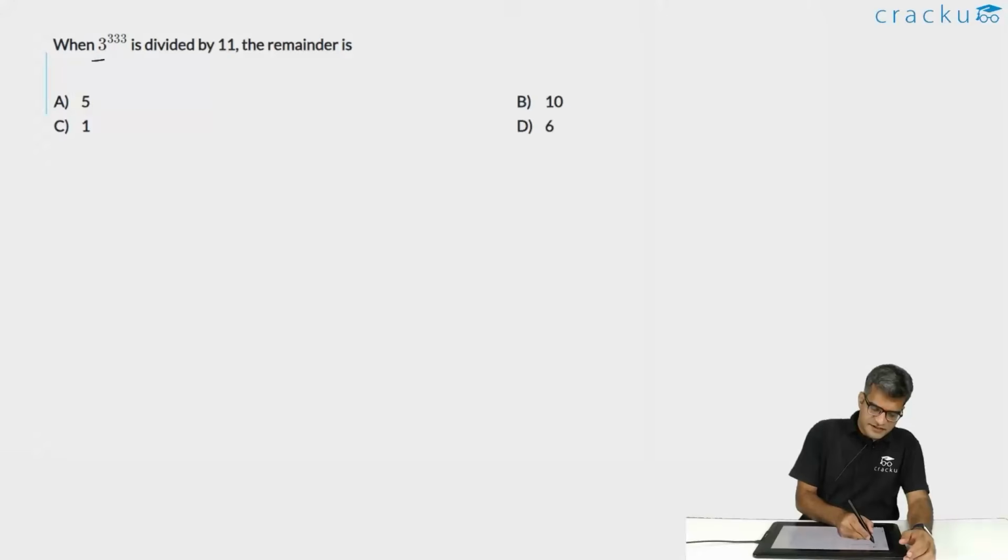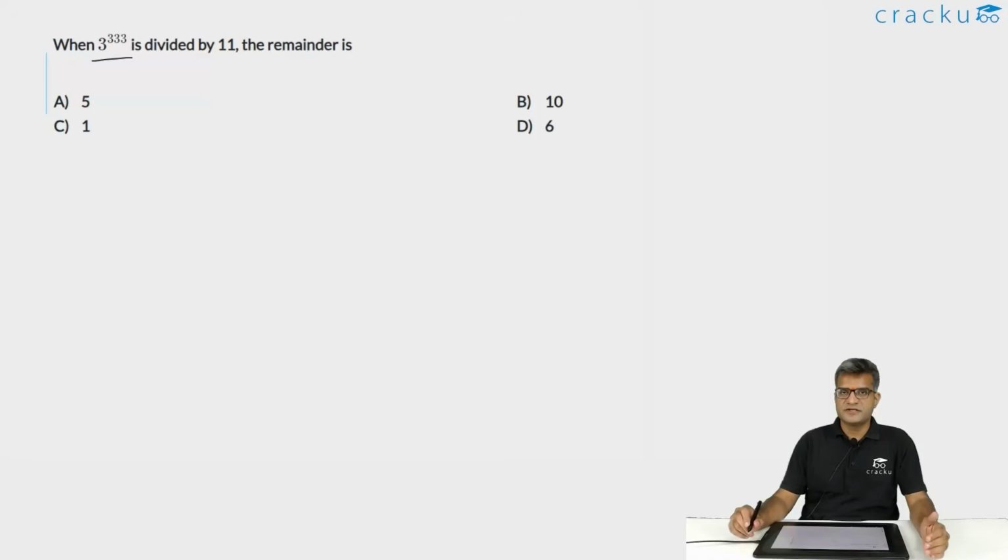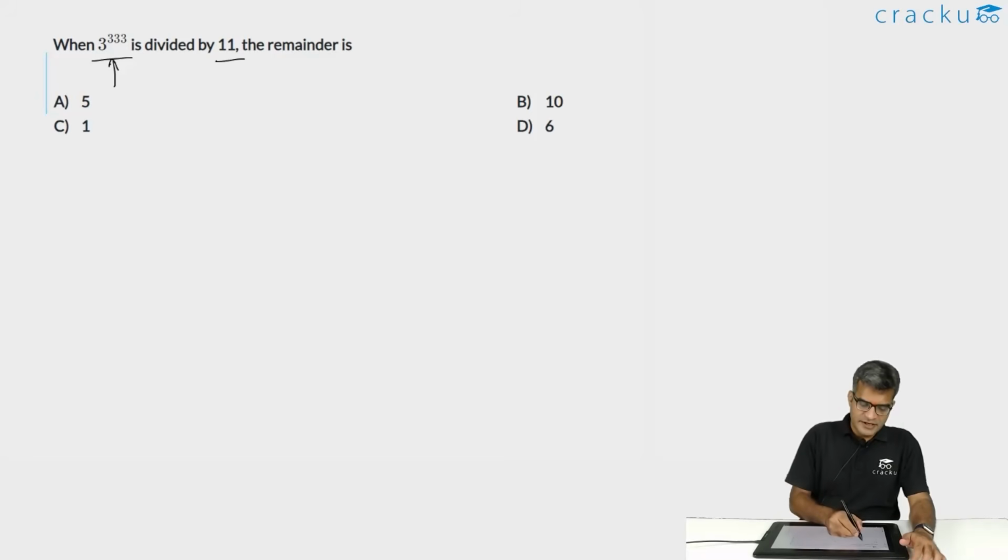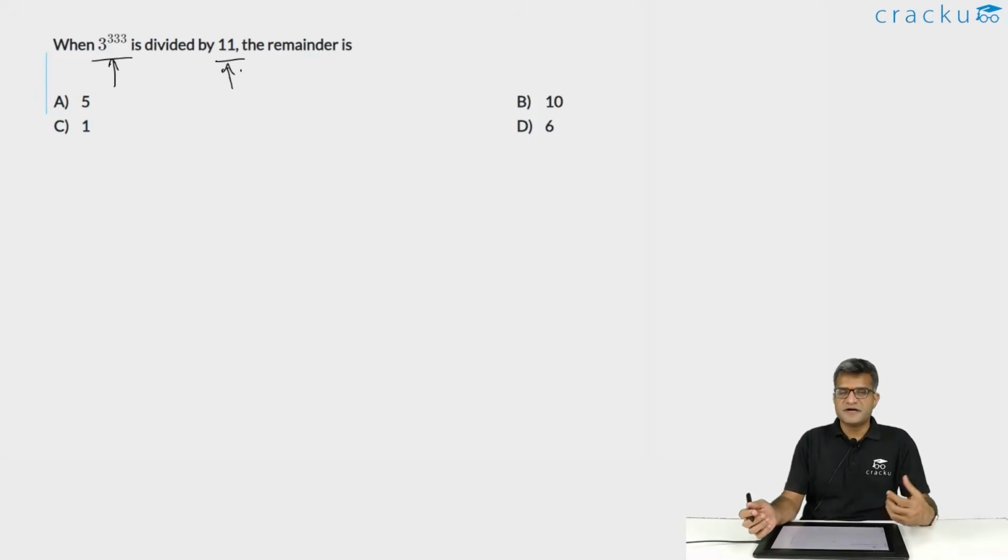In this question, we are asked to calculate the remainder when 3 to the power 333 is divided by 11. Now, when you are given this kind of a question, where this is just a single digit raised to a high number, and you have 11 or some number which is not very large, the smartest way to go about it is finding a power of this particular number which leaves a remainder of either 1 or minus 1 when divided by this number. Then we can extend it further.